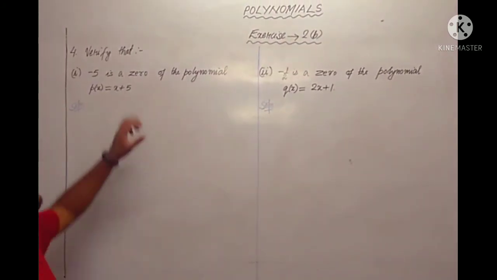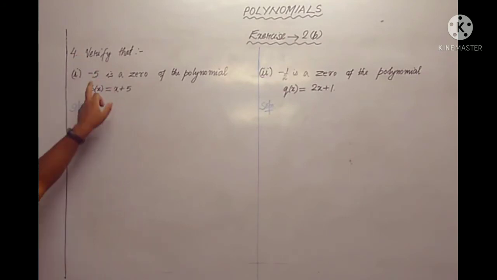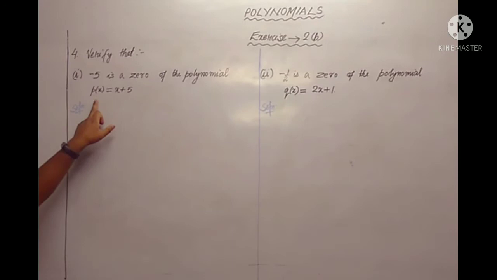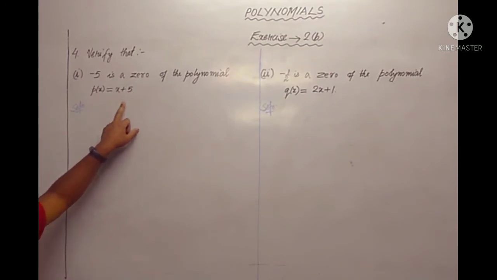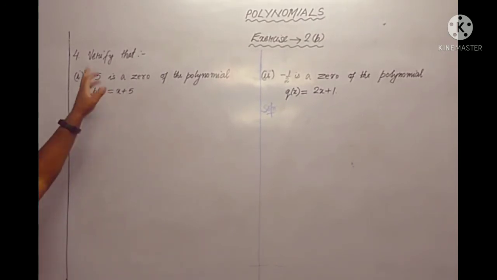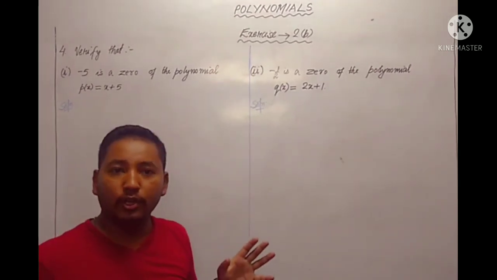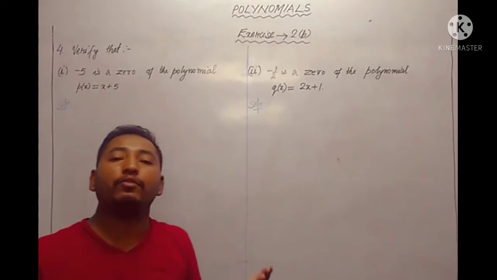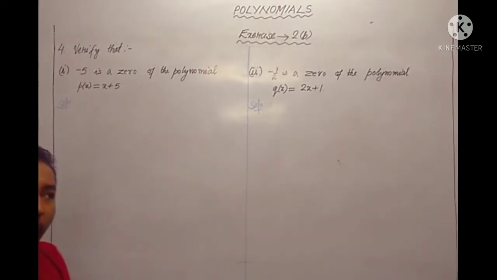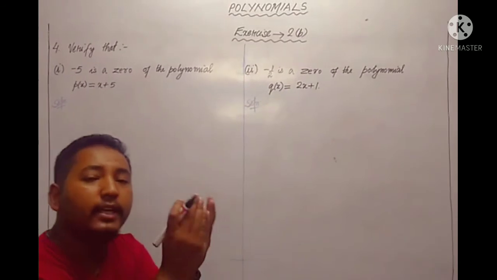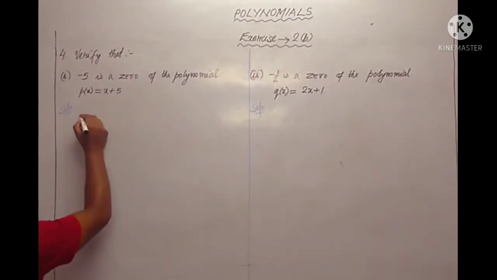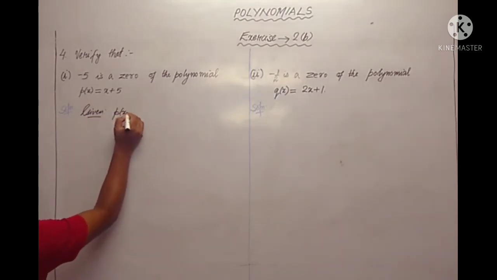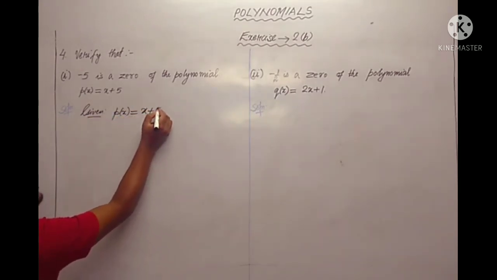Now let us learn question number 4. Verify that minus 5 is a 0 of the polynomial p(x) equals x plus 5. Now you have to verify whether minus 5 is a 0 of the polynomial or not. In the previous question, we have seen how to find the zeros, isn't it? Now we have to verify whether the number is a 0 or not. Now, given, let us start the solution. Given p(x) equals x plus 5.